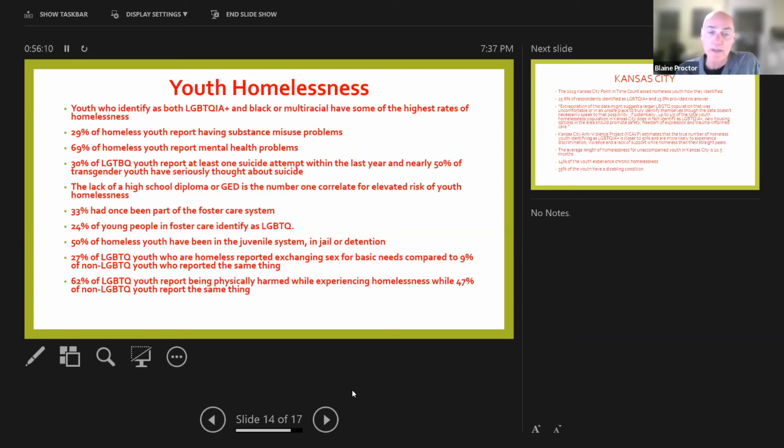Here on this slide, it shows 27% of LGBTQ youth who are homeless reported exchanging sex for basic needs, compared to 9% of non-queer youth who reported the same thing. And 62% of queer youth reported being physically harmed while experiencing homelessness, while 47% of non-queer youth report the same thing. So the risk to this population is intense at any given time.